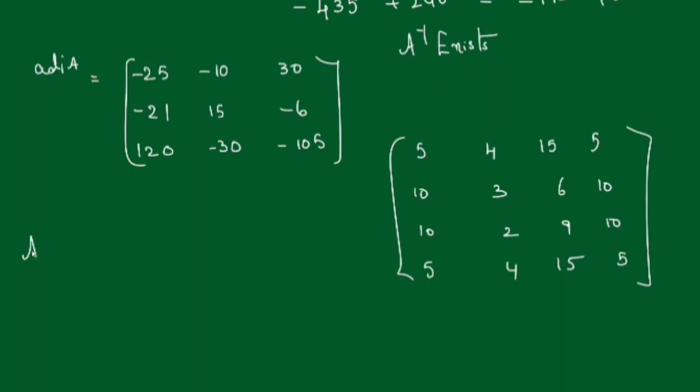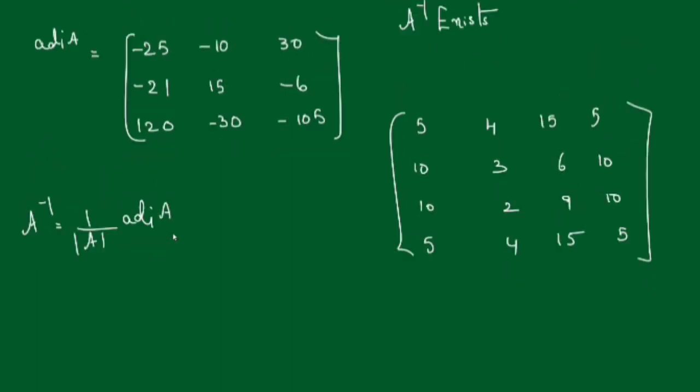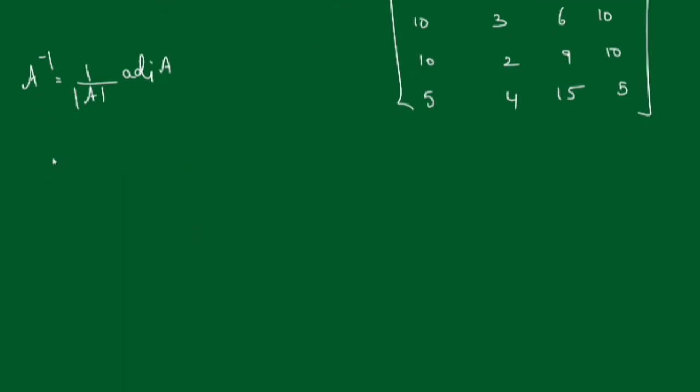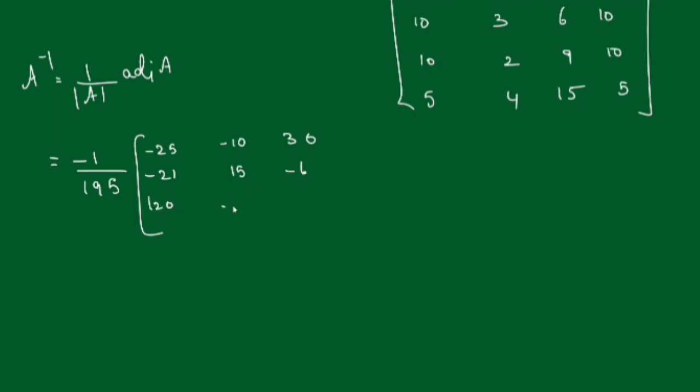Now A inverse is 1 by determinant of A into adjoint of A. That is the formula. 1 by determinant of A we already found, so this is minus 1 by 195 into the adjoint. Adjoint you write it now: minus 25, minus 10, 30, minus 21, 15, minus 6, then 120, minus 30, minus 105. Okay, this is your A inverse.